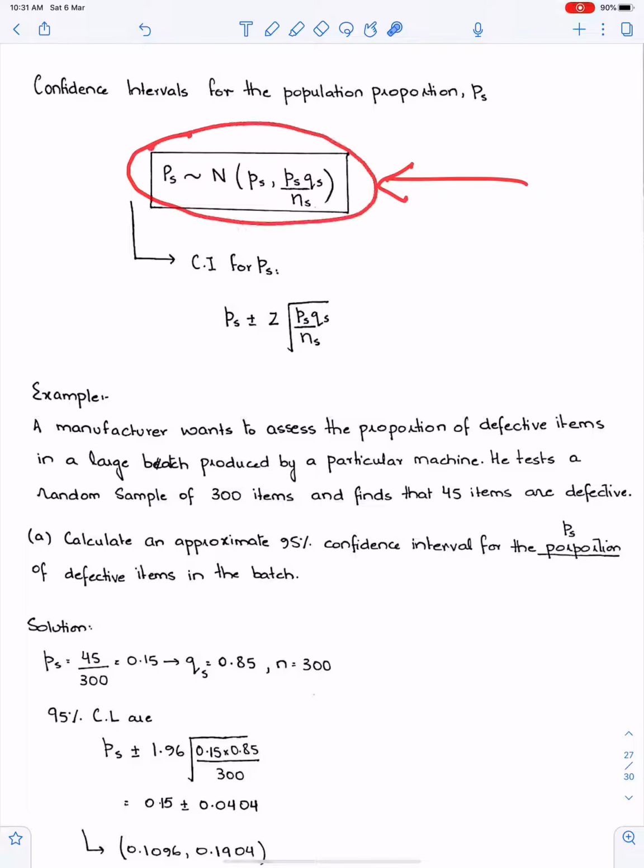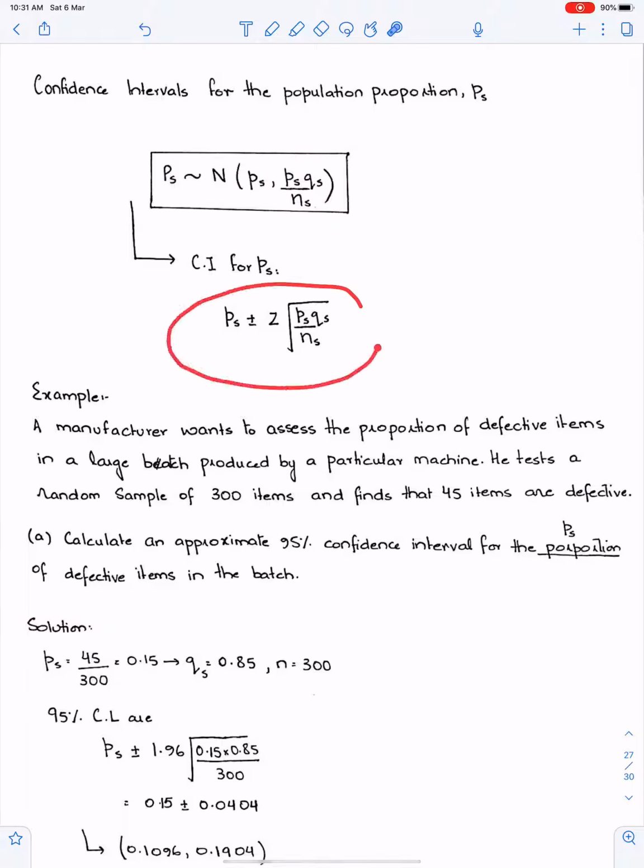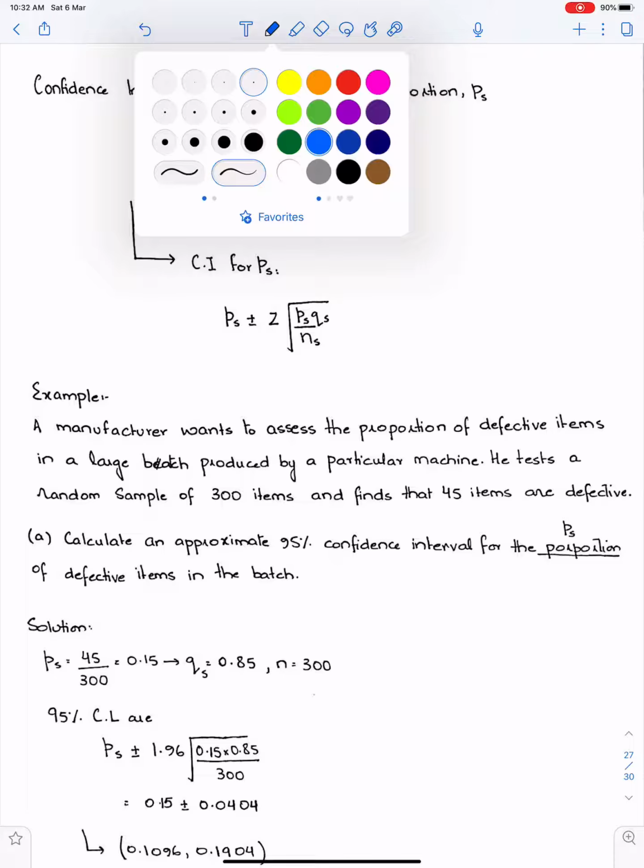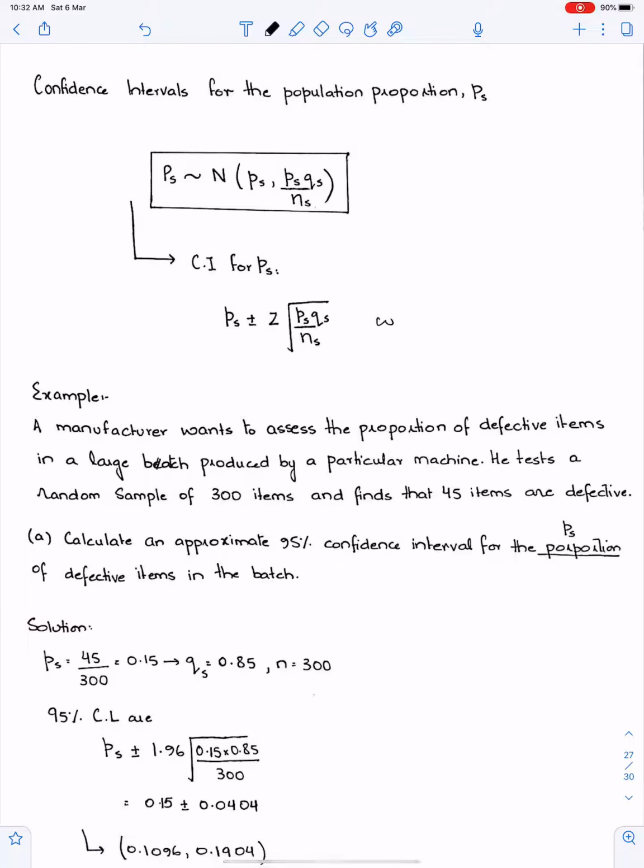For large sample size, PS is approximately normal with mean PS, and variance is this. The confidence interval formula for PS is this. And the width of this will be, just need to learn this formula, it should be 2z root PS QS over n. So just learn these two formulas, and this one as well.